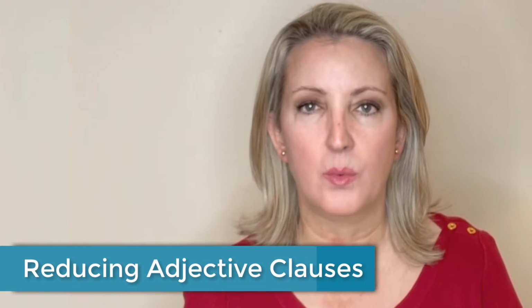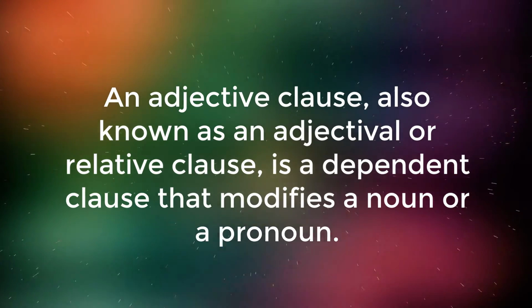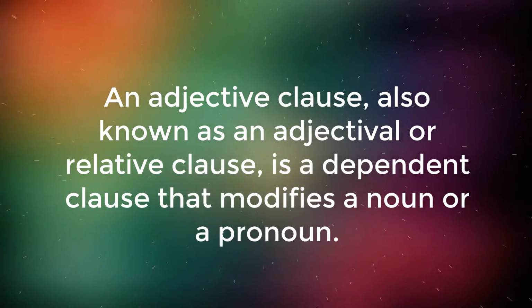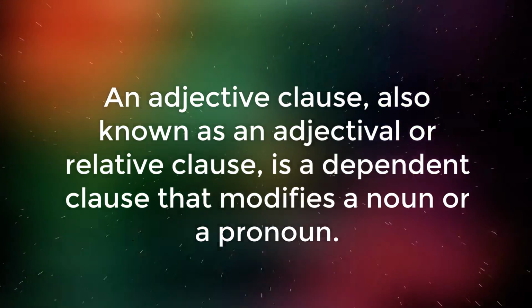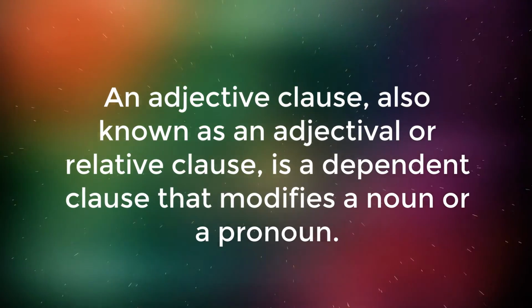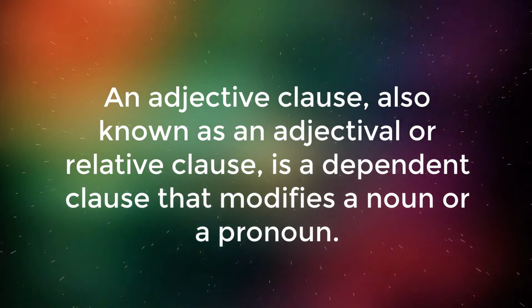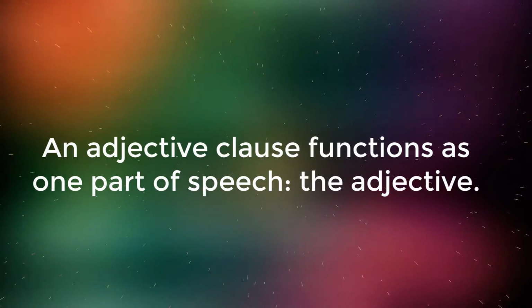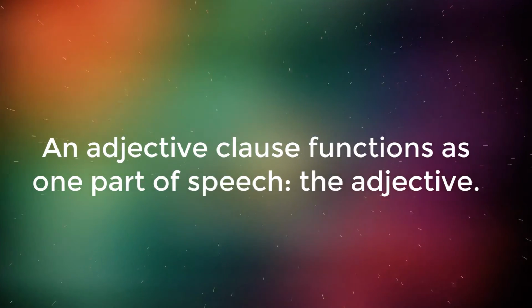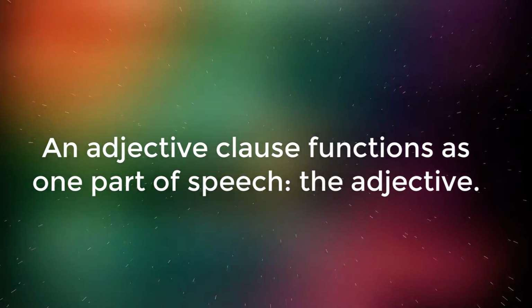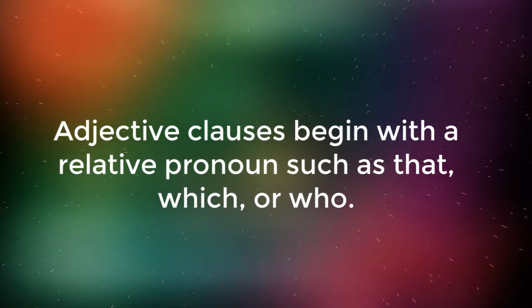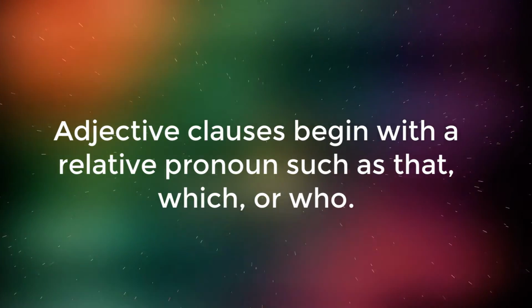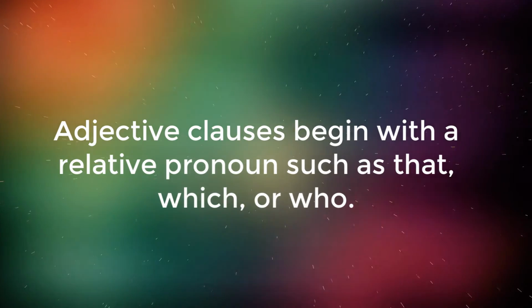In today's lesson, we are going to learn how to reduce adjective clauses. An adjective clause, also known as an adjectival or relative clause, is a dependent clause that modifies a noun or a pronoun. In effect, this clause functions as one part of speech, the adjective. Adjective clauses begin with a relative pronoun such as that, which, or who.